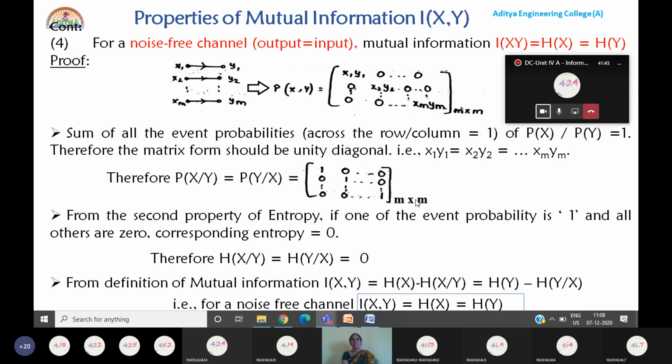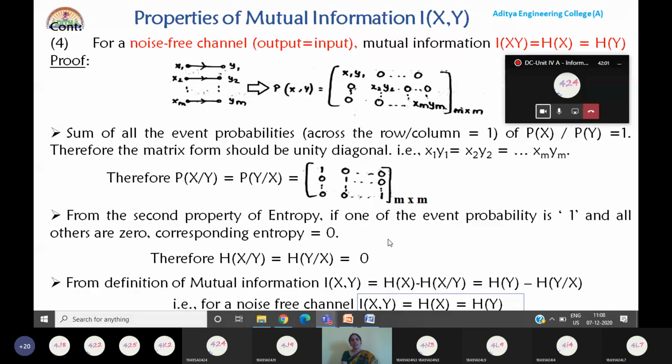What is the matrix size? M by M, because here we have M events of the transmitter and M events of the receiver. Now, from the second property of entropy, we already discussed this. What is the second property?